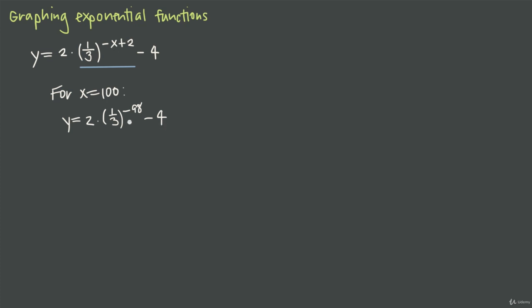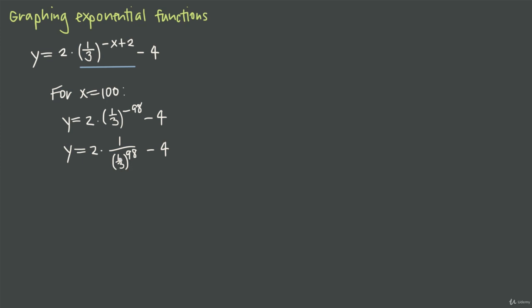Now we bring in an exponent rule. So remember that when we have a negative exponent, in order to make that exponent positive, we have to move the whole term either from the numerator to the denominator, if it's in the numerator, or from the denominator to the numerator, if it was in the denominator. Here, this 1/3 to the negative 98 is in the numerator. So we need to move it to the denominator. So we say y equals 2 multiplied by, we put 1 in the numerator and put this entire 1/3 to the now positive 98, because we moved it from the numerator down to the denominator. So we flip the sign on the exponent and make it positive, and then we have minus 4.